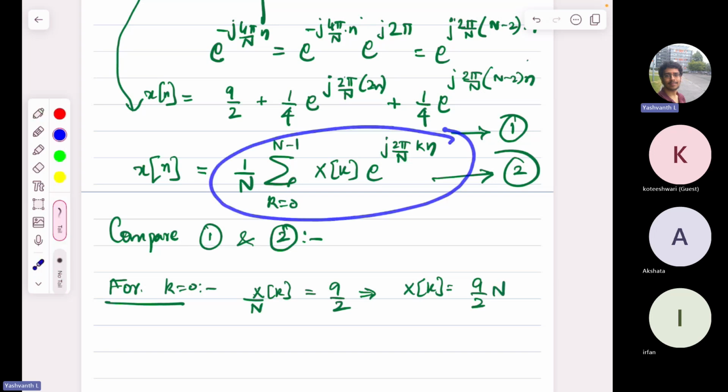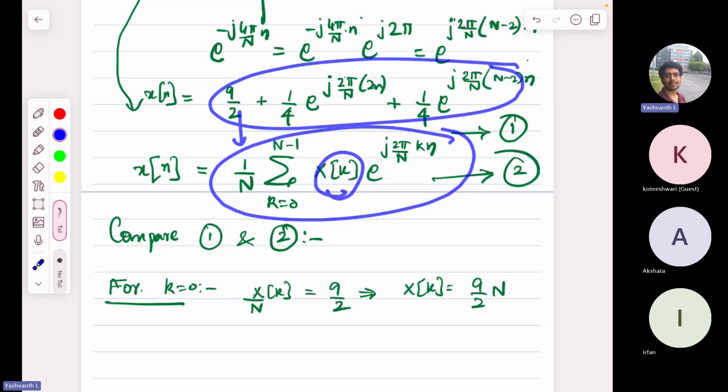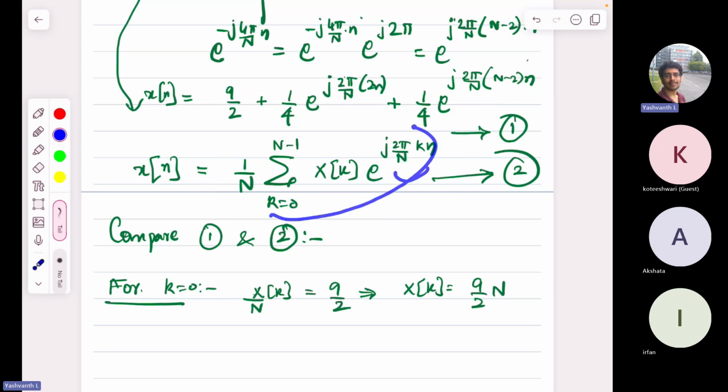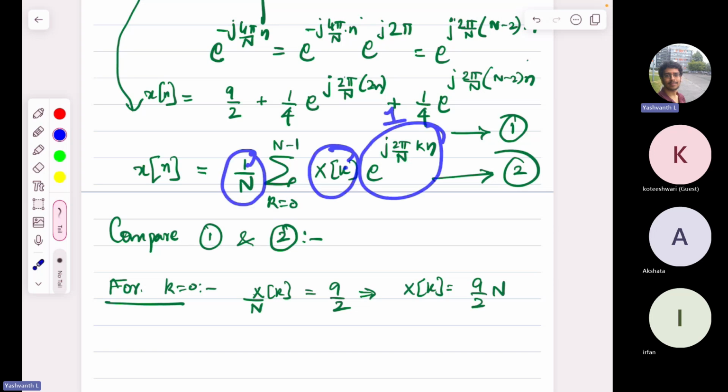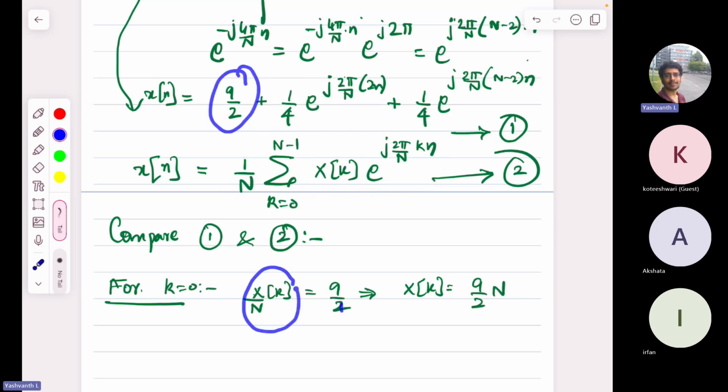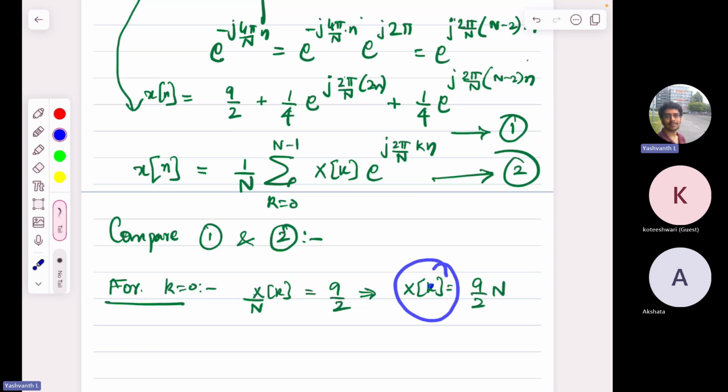There are N terms here. There are 3 terms here. That means only 3 of the k's will have non-zero values. For every other k, it will be 0. Especially for k equal to 0, this term will equal 1. This is x of 0 by N. That should match the first term because it doesn't have any exponential term. That means 9 by 2 should equal x of k by N for k equal to 0. Therefore, x of k for k equal to 0 is equal to 9 by 2 into N.